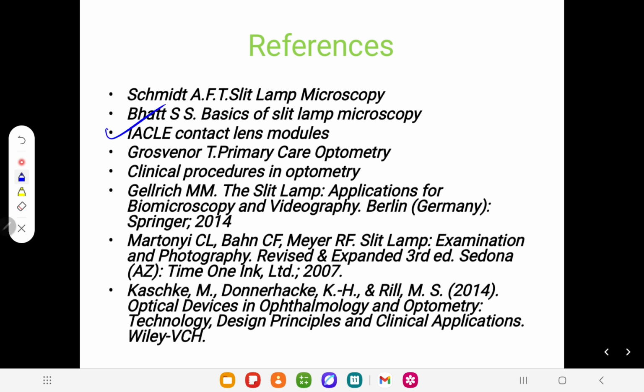This first one is a reference because I have used this model, the first model of the icon. The pictures are very good, and I'm not allowed to use the 2020 model, so this is the first model I have used. It's a very great book. These three books are golden books. Just try to understand clinical procedure, optometry, primary care of optometry, and the Slit-Lamp Microscope basics. These books are all good. Okay, I think it's too much. It's 30 minutes.